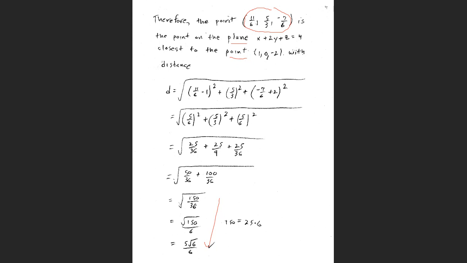Okay, so that's the answer. What I did here was I wrote 150 is 25 times 6, so that the square root of 150 is the square root of 25 times 6, and so it comes out 5√6.